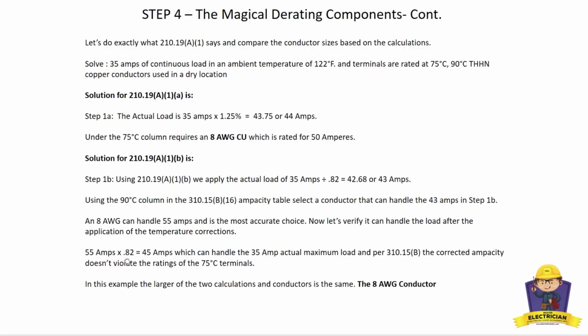Again, 55 times 0.82 gets 45 amps. Again, that can handle 35 amps of actual load, no problem. And it doesn't violate the 75-degree terminal listings. So ultimately, both of these conductors ended up the same, right? But it's going to result in an 8 gauge wire, okay?